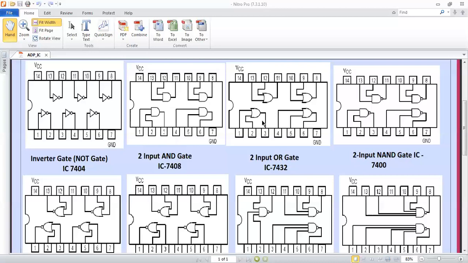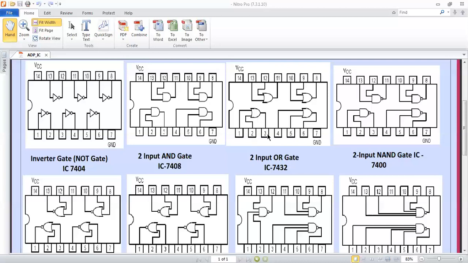Now next is the OR gate IC, and the name of that IC is 7432. In the same way, all the pin construction is the same. The OR gate IC is the same as the AND gate IC, only pins 1, 2 are input and 3 is output. In the same way, 4, 5 input and 6 output; 9, 10 input and 8 output; 12, 13 input and 11 output. Only the equation is changed here. The AND gate IC works on the basis of product; now it is working on the basis of summation.